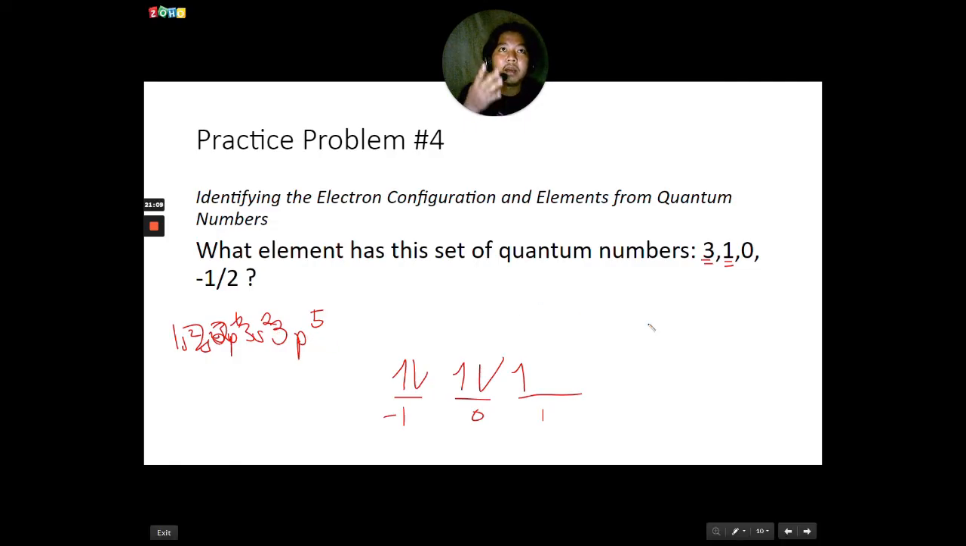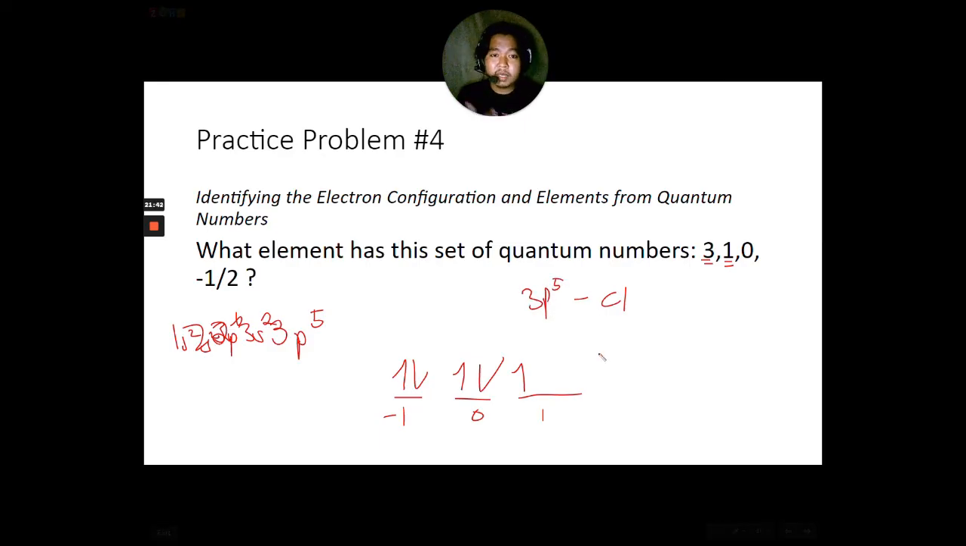Hydrogen, helium, lithium, beryllium, boron, carbon, nitrogen, oxygen, fluorine, neon, sodium, magnesium, aluminum, silicon, phosphorus, sulfur, chlorine, 17. Correct, 17. So the element is chlorine. If only the element is asked for, that's Cl. If the last of the quantum numbers is asked for, that's 3p5.